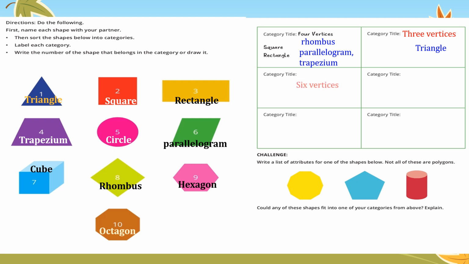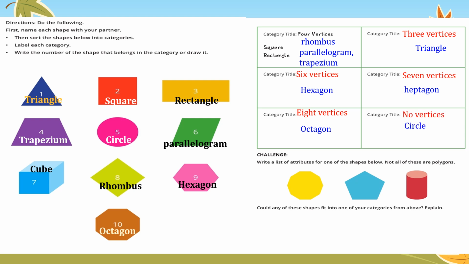The next category is 6 vertices. It has hexagon. And the next one, 7 vertices. It has heptagon. I know heptagon is not included here in our shapes, but we studied it in the previous slide, and I want you to use it to memorize it and study it well. The next category is 8 vertices, which is octagon. And the last one, no vertices. We have here circle.